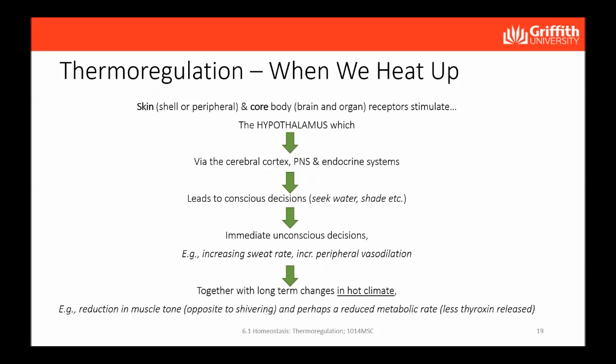In the next two slides, we will review thermoregulation. When the peripheral and the core body receptors sense an increase in the temperature, it stimulates the hypothalamus, which, with the help of the cerebral cortex, peripheral nervous system, and the endocrine system, leads to conscious decisions such as seeking water and shade, and it also stimulates immediate unconscious decisions such as increasing the rate of sweat and increasing peripheral vasodilation to lose body heat through evaporation. Furthermore, long-term changes such as reducing muscle tone and perhaps reducing the metabolic rate in general by inhibiting secretions of thyroxine can also arise.